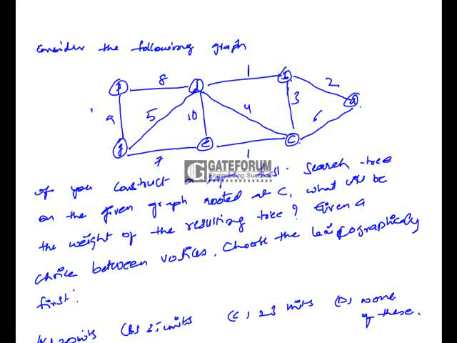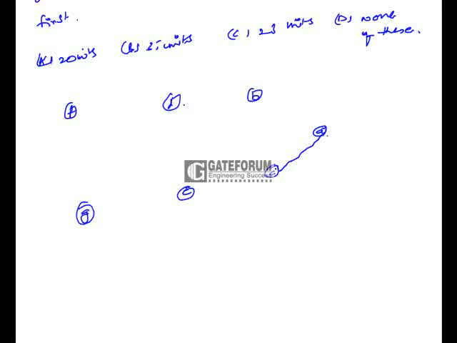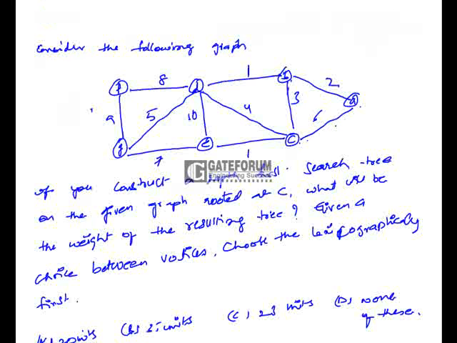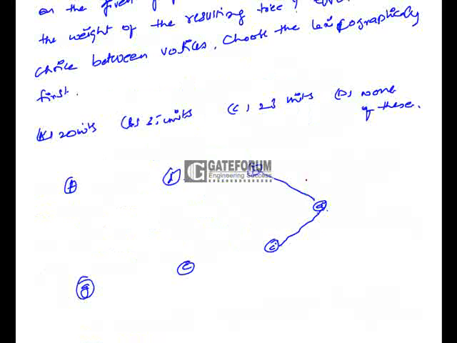But here it is given that when there is a choice between vertices, choose lexicographically first. That means we have to choose according to the alphabetical order. So after C, we have to visit vertex A. From A, vertices C and B are adjacent, but C is already visited. So we have to visit B.